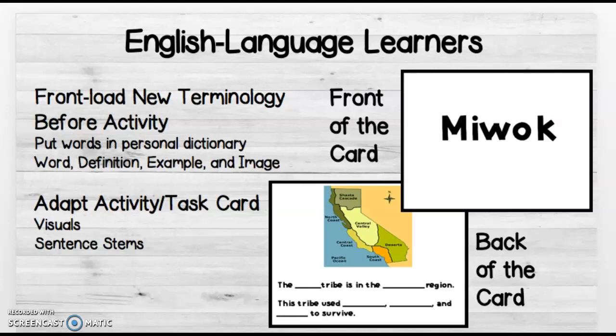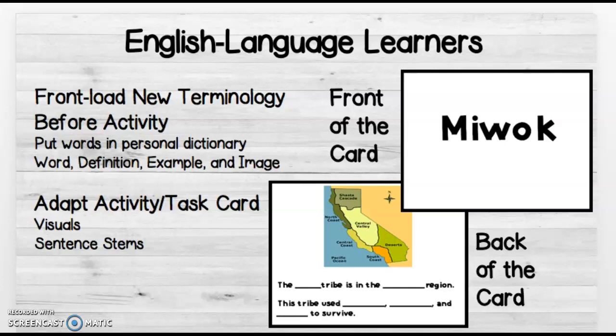For English language learners, we could front-load new terminology before the activity. This would give students the time to practice and familiarize themselves with the words. We could also put words in a personal dictionary where they would have the word, definition, example, and an image. This would be something they can take around with them during the activity. If their partner says a word or they see a word they can recognize but can't necessarily define, they can look back at their journal for support.